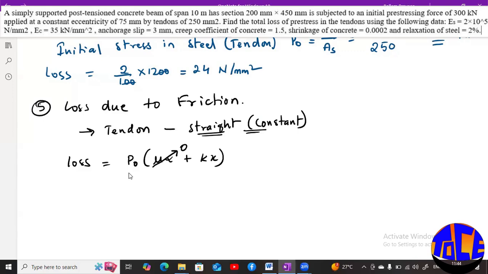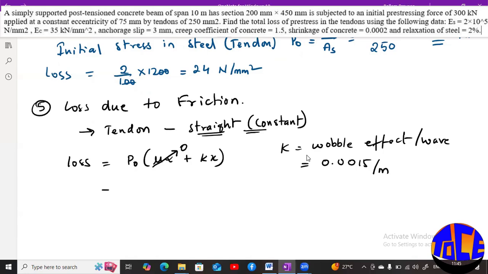K represents the wobble effect, or we also call it wave effect. Wave effect means some unexpected profile change. We know we are providing a straight tendon, but we can't ensure that the tendon is straight enough. So there will be unexpected deviation in the profile. For that reason, we take the K value. We will consider it to be 0.0015 per meter.